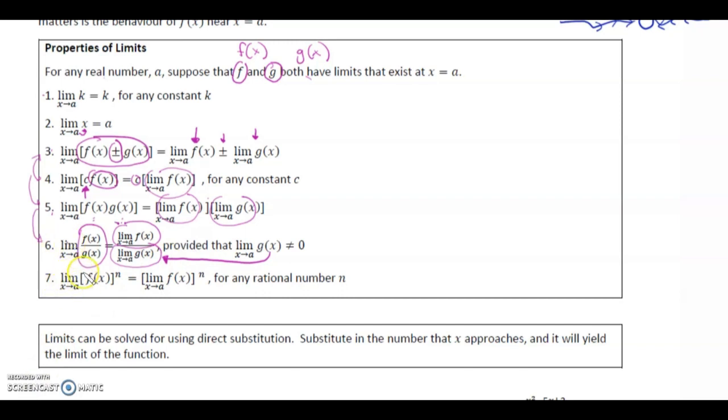So if we have the limit as x approaches a of some function raised to the exponent n, we can find the limit of that function and raise that limit to the exponent n. And that's for any rational number n.